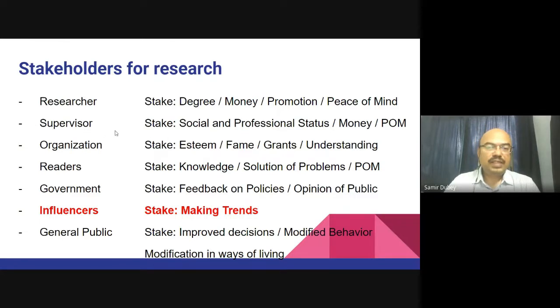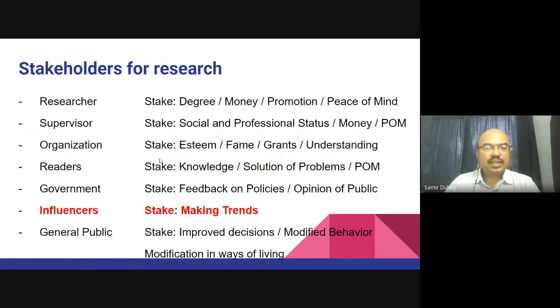Then for the supervisor, the stake is definitely social and professional status, because the number of persons who have completed their thesis under me or under anyone else is a matter of professional and social status in the teaching fraternity. Once again, the supervisor could also get certain money, more specifically in funded projects, and once again, peace of mind.